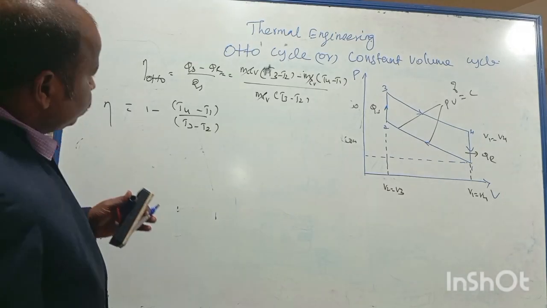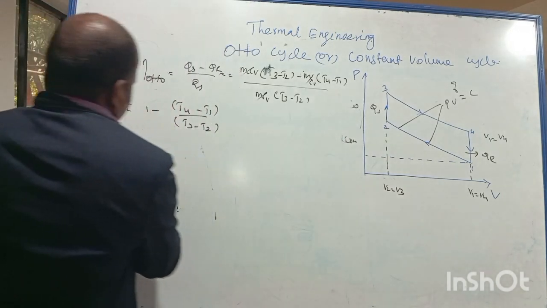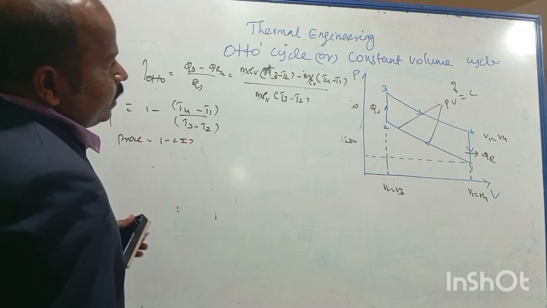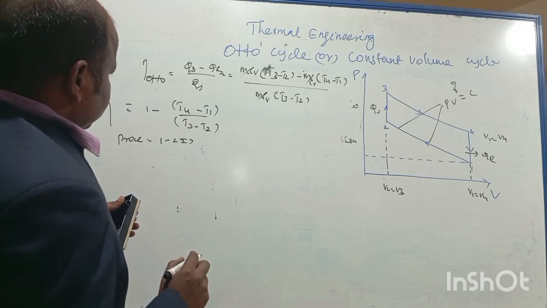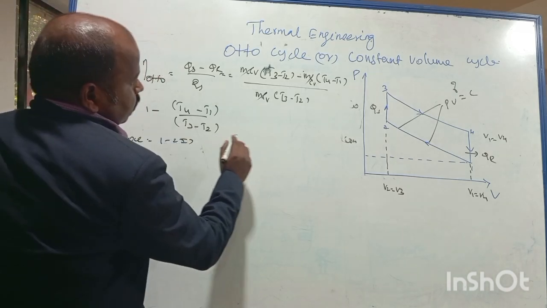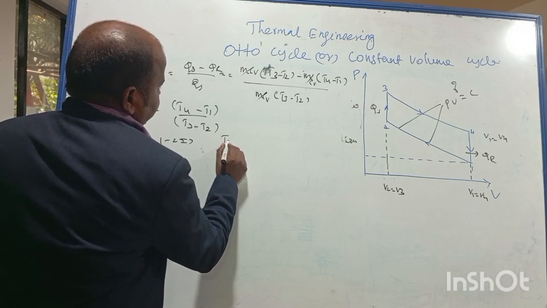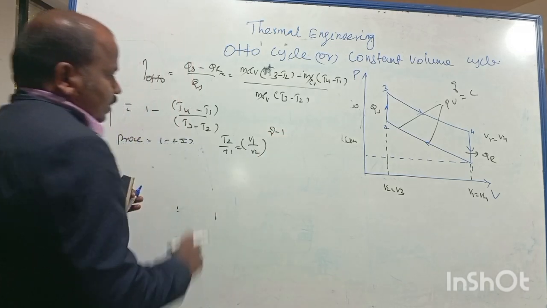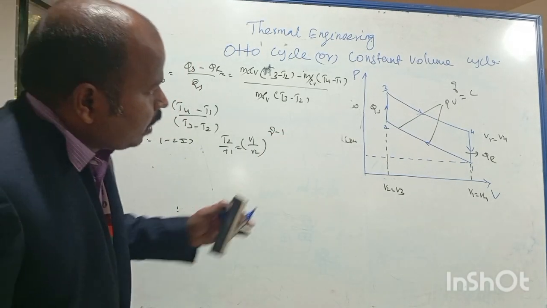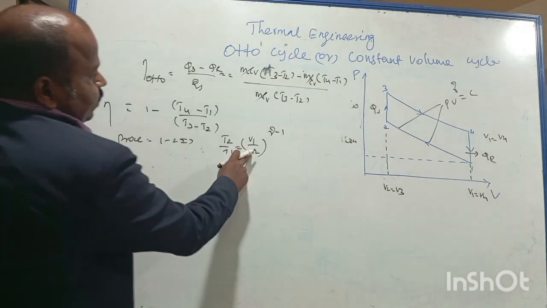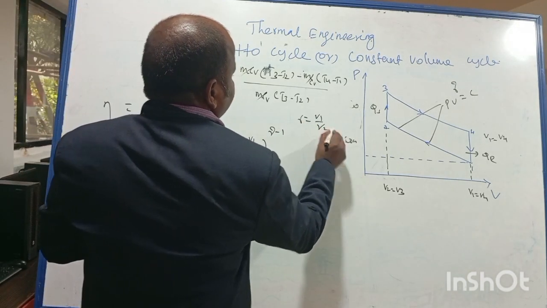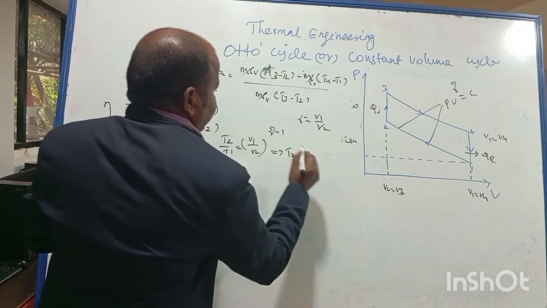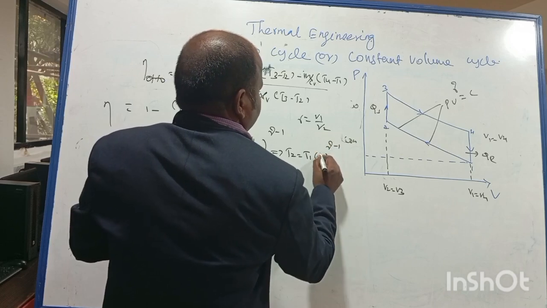Now take process 1 to 2, that is adiabatic compression. Write the relation between temperature and volume: T2 by T1 should be equal to (V1 by V2) power gamma minus 1. That is the relation between temperature and volume for the adiabatic process. Now V1 by V2, as I already told you, is r. So simplifying this, T2 should be equal to T1 into r power gamma minus 1.